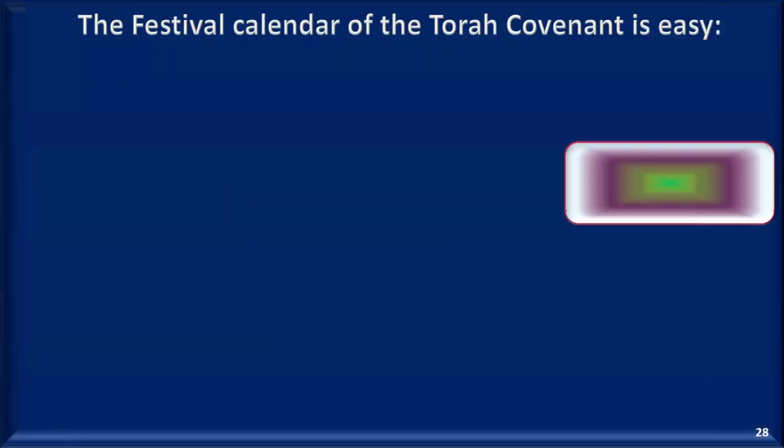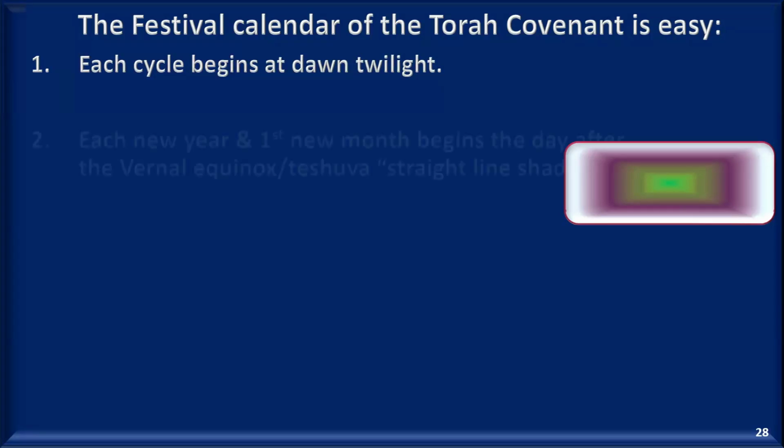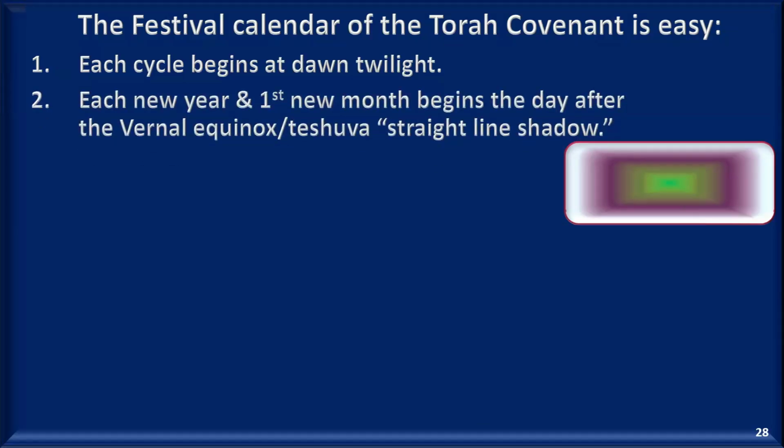So what was Yahuwah saying? His calendar wasn't adjustable. You just count it out. The festival calendar of the Torah covenant, it's easy. Every cycle begins at dawn twilight, that first light in the sky. Each new year and each first new month begins the day after the vernal equinox teshuva, when you see that straight line shadow and you mark it. That is the day after you see that straight line. That is the first day of the new year.